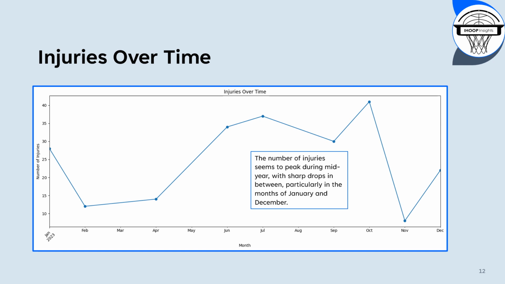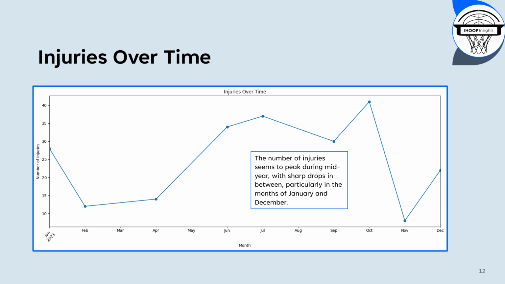Here we are going to talk about injuries over time. So this line chart shows the trend of injuries over time, with fluctuations observed throughout the year. The number of injuries seems to peak during mid-year with sharp drops in between, particularly in the months of January and December. Again, there isn't any pattern here.